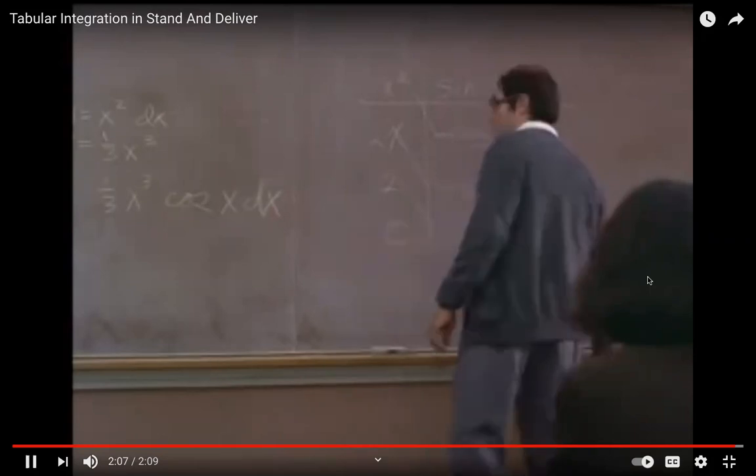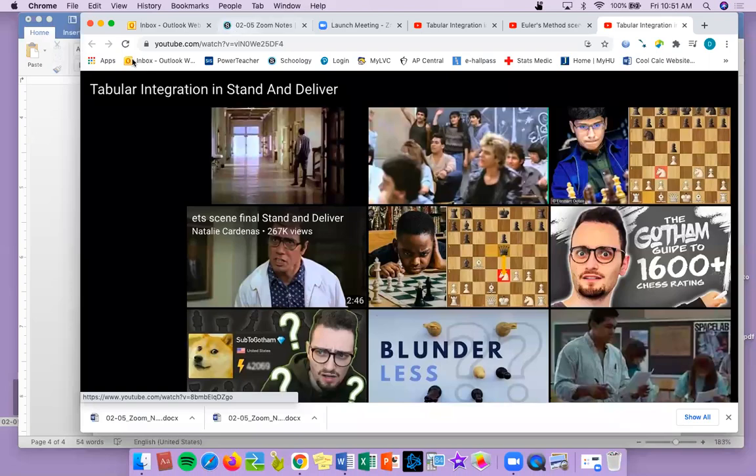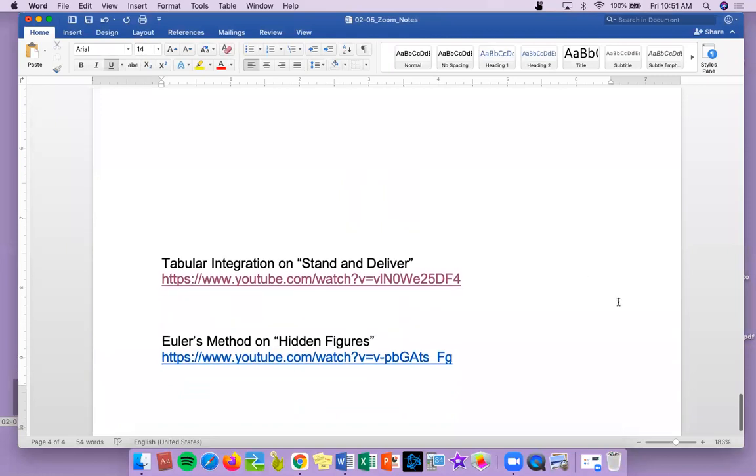So Simple. Simple. There you go. It's simple. All right. The other thing I had for you was Euler's method.